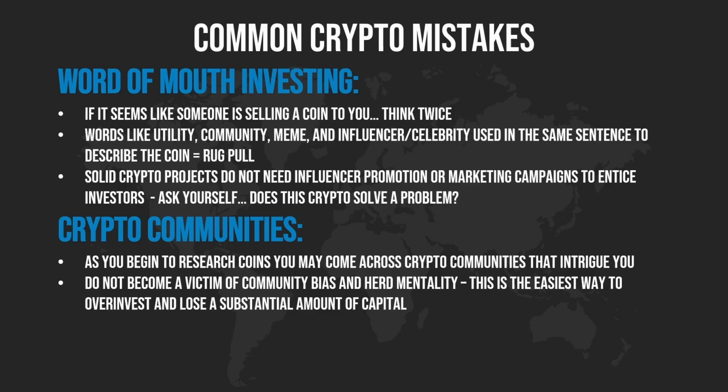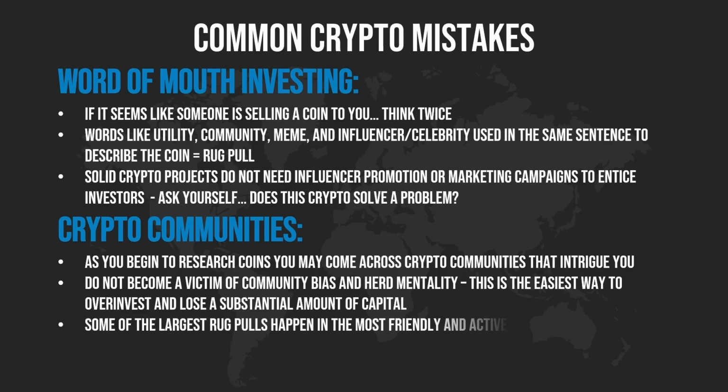Why is this? The herd is the easiest group to lead to slaughter. If everyone's thinking the same way, it's very easy to manipulate and draw these people in a direction and completely chop everything off. That's how rug pulls happen. This is the easiest way to overinvest in something and lose a substantial amount of your capital by following the herd. Some of the largest rug pulls happen in the most friendly and active communities. Think about all of these NFT rug pulls that are happening. I hate to bring it up, but it's happening, guys. And if it's a reality, then it's something that we have to talk about. We can't hide away from these things.